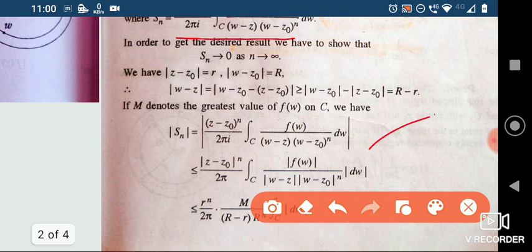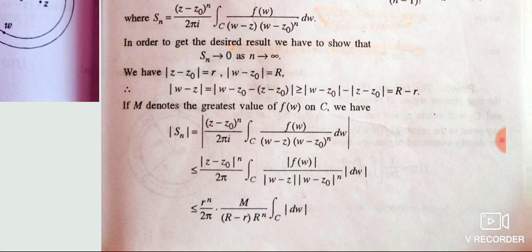Then we have an inequality: the modulus of an integration is less than or equal to the integral of the modulus. So we'll get this inequality, that is modulus of (z minus z naught) power n over 2 pi. And we know modulus of i is nothing but 1, because we are squaring and taking the square root of the imaginary part. So that is 1. Integration along the curve C, modulus of f of w divided by modulus of w minus z and modulus of w minus z naught power n into modulus of dw.